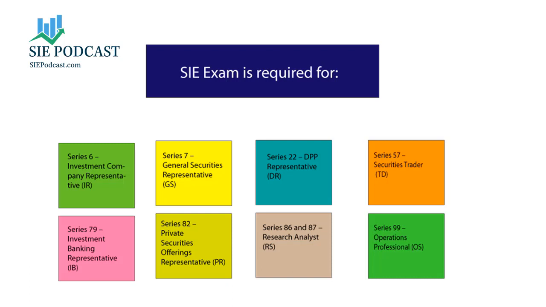And then if you want to actually pass the Research Analyst examination, that requires not only the SIE exam, but also the Series 7, the Series 86, and the Series 87 examinations. And we're not going to go into those right now. And the last one, which requires the SIE examination, is the Series 99. So all of those 8 examinations require that you also pass the Securities Industry Essentials examination. So by passing the SIE exam, you are getting yourself way ahead of the game in trying to get a job for a broker-dealer.